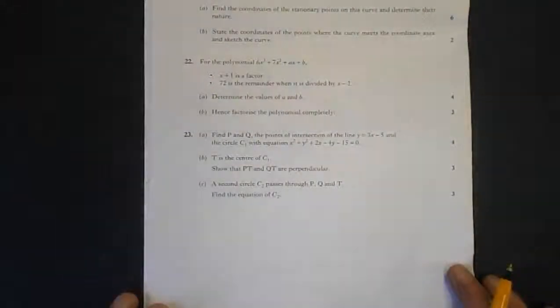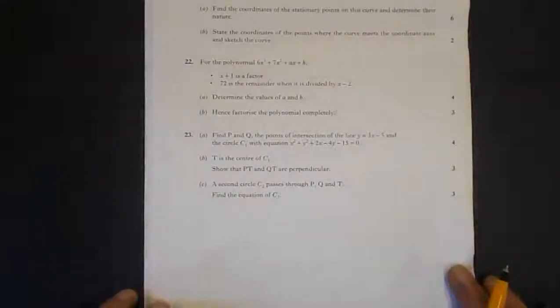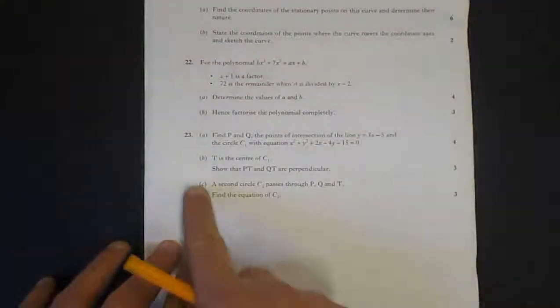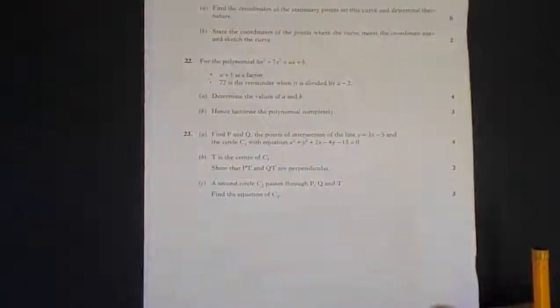Okay, here's question 23. Find P and Q, the points of intersection of the line y equals 3x take 5 and the circle C1 with the equation x squared plus y squared plus 2x take 4y take 15 equals 0. And then they've got B and C that I'll talk about later on.